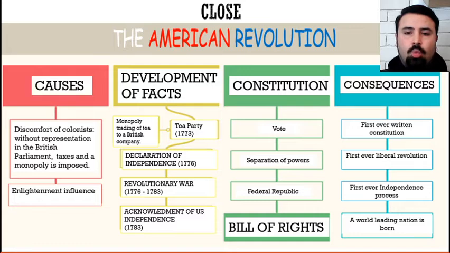Constitution, which brought the vote, separation of powers, federal republic, and finally the Bill of Rights. Consequences. First ever written constitution. First ever liberal revolution. First ever independence process. And finally, this led to a world leading nation being born, that is to say the USA.